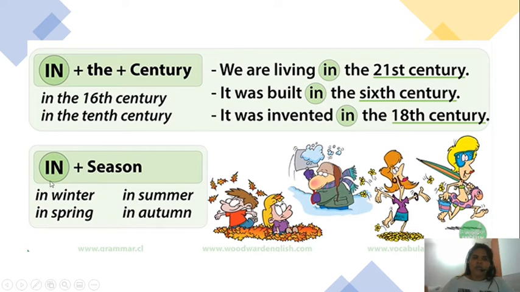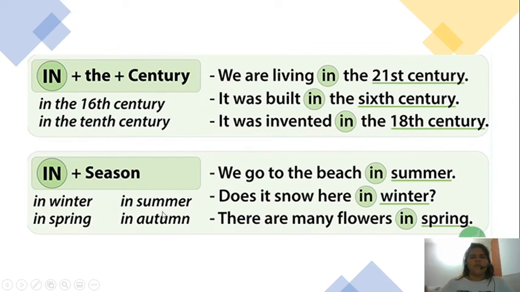And also when we're talking about seasons, remember here in Colombia we don't have seasons, but in the United States they do. So remember the seasons are winter, summer, spring, and autumn. So we say in winter, in summer, in spring, in autumn. Let's see the examples about that. We go to the beach in summer. Does it snow here in winter? There are many flowers in spring. Okay.